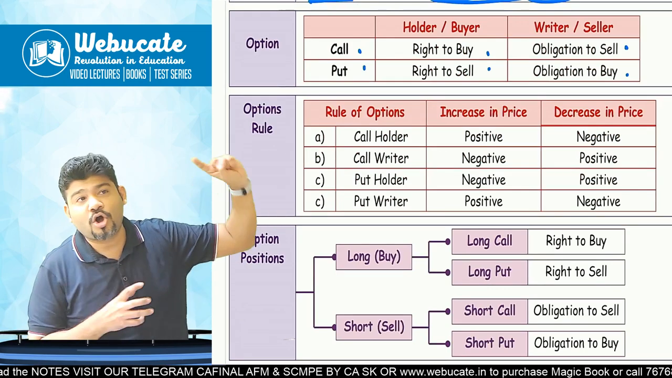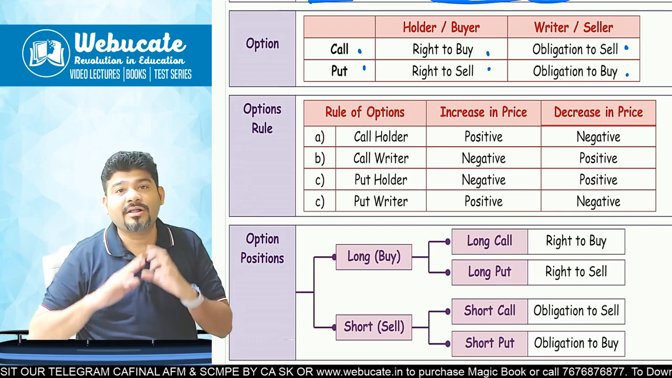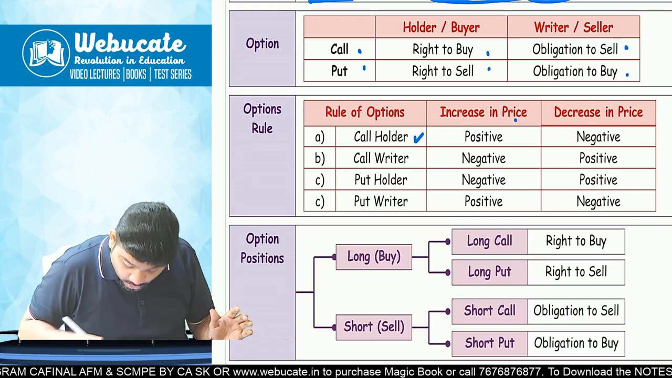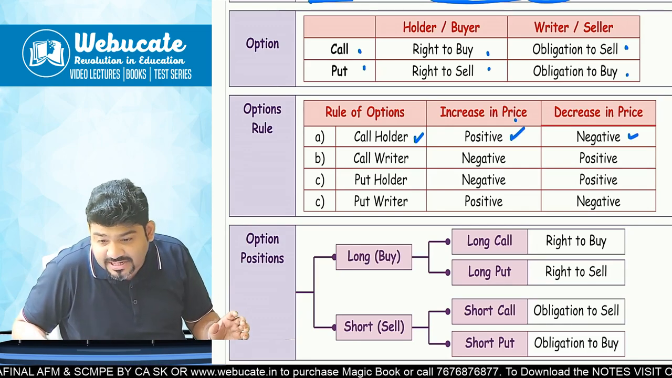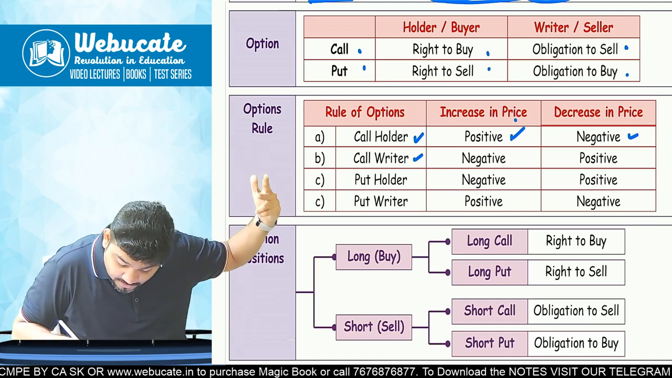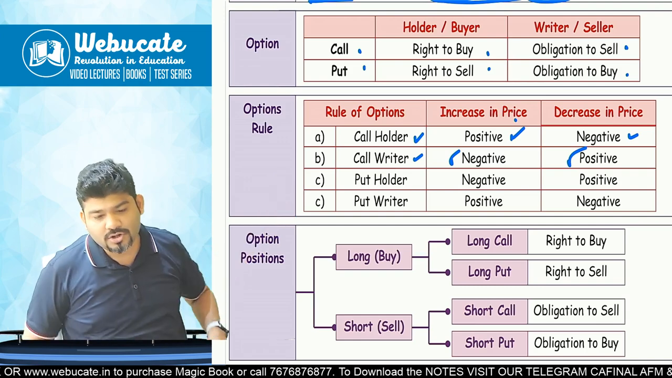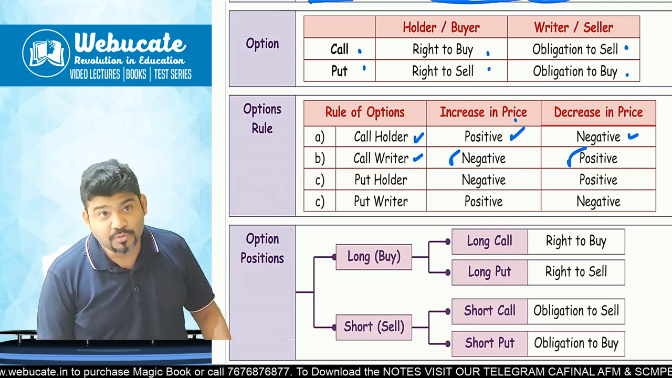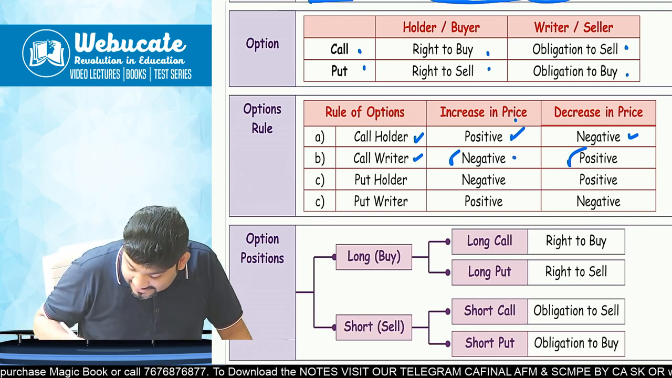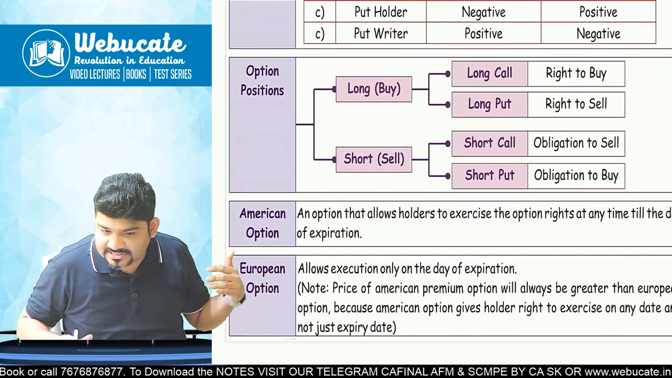So who is the call holder? The call buyer wants the market to rise. The call seller wants the market to go down. For a call holder, an increase in price is positive and a decrease in price is negative. Vice versa for a call writer: he wants the price to go down. So if the price goes up, it is negative for him because that will be his loss, the other person's profit, and vice versa.